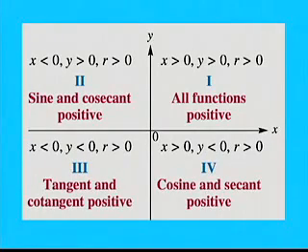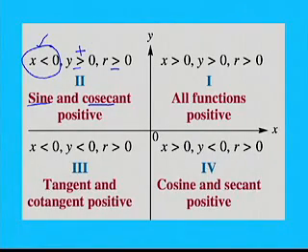So we have, of course, as I said, that in quadrant 1, all the functions are positive. Whereas in quadrant 2, we know that x is negative. Y, of course, will be positive. So therefore, any combination that involves x, which is negative, will create values that are negative. Well, the sine, which is y over r, and the cosecant, which is the reciprocal, will be positive in quadrant 2. The other 4 trig functions will be negative.